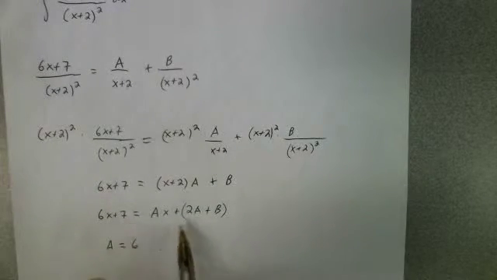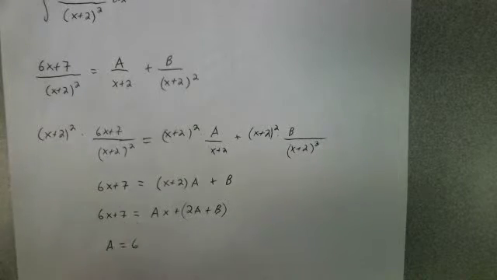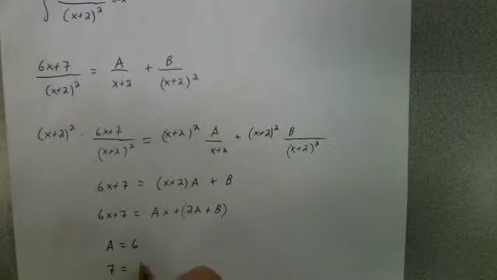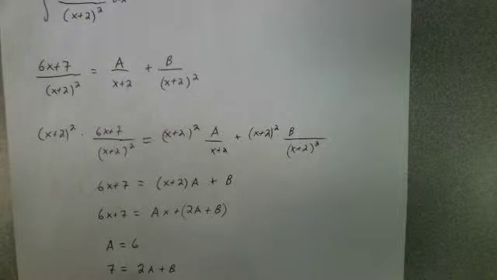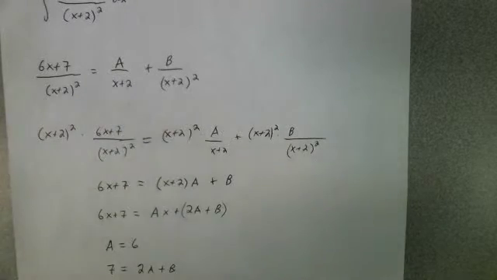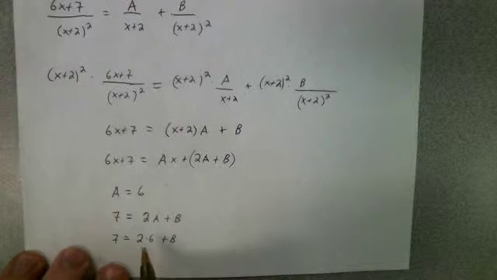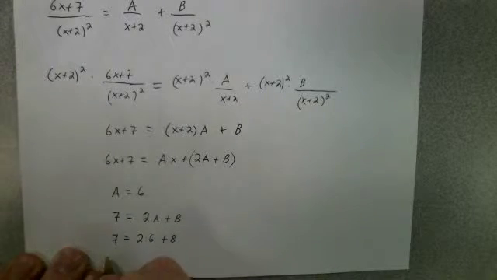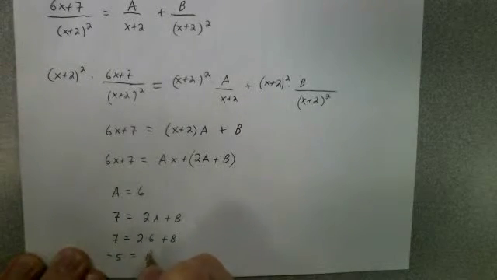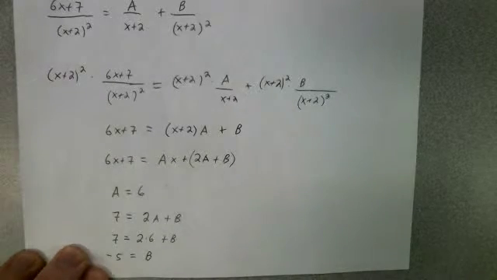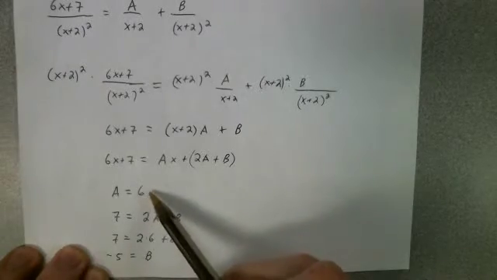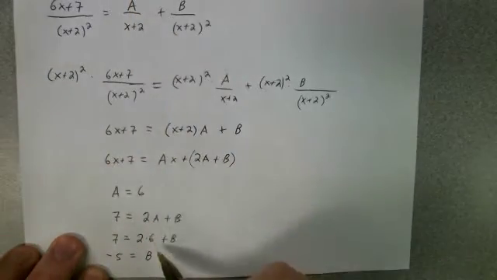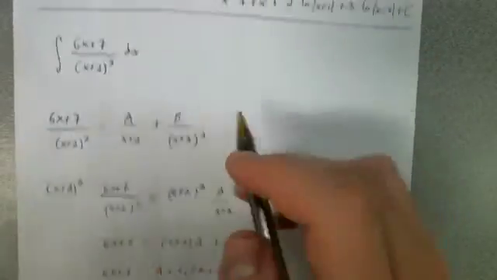Then you say, okay, the y-intercepts, they have to be equal. So 7 must equal 2A + B. But wait a minute, we already know A. So 7 equals 2 times 6 + B. Subtract 12 from both sides. So B must equal -5. Aha! So we figured out our A is 6, and we figured out our B is -5.